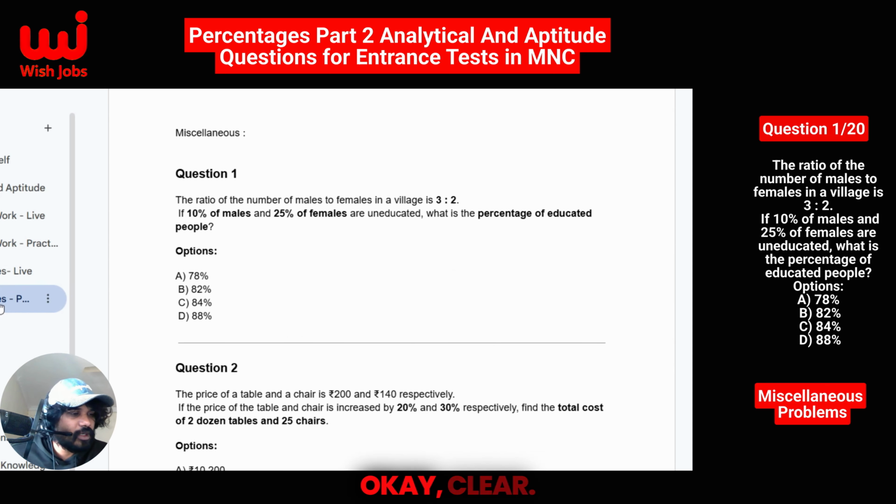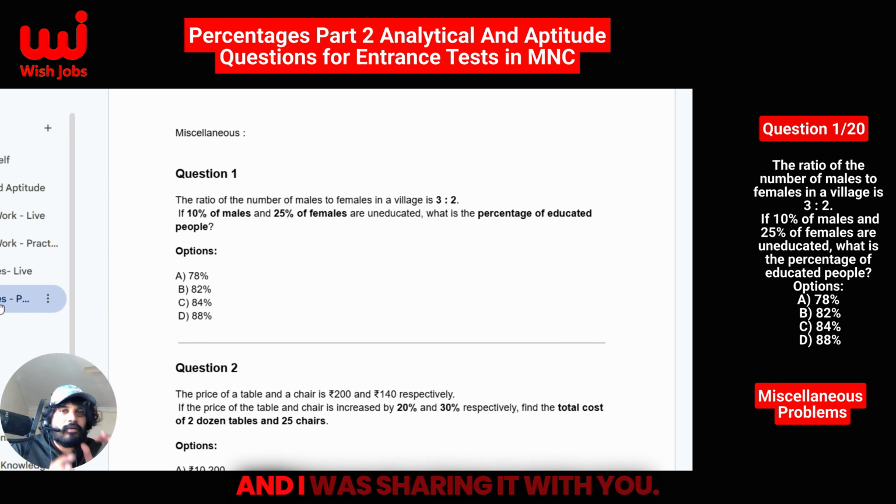Okay, clear. So what are miscellaneous? See, these questions are asked mostly in entrance exams. So I pulled all the data and I was sharing it with you so that you would be able to solve it, or else we'll solve it together.